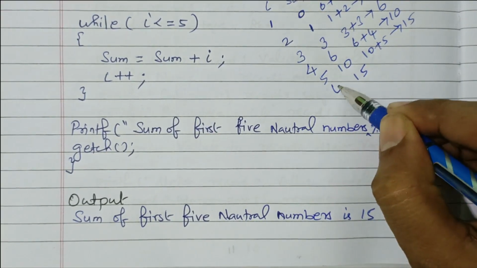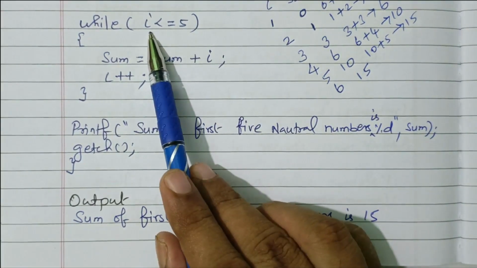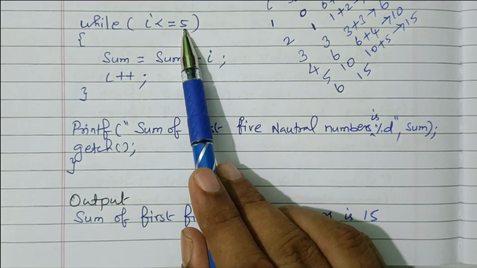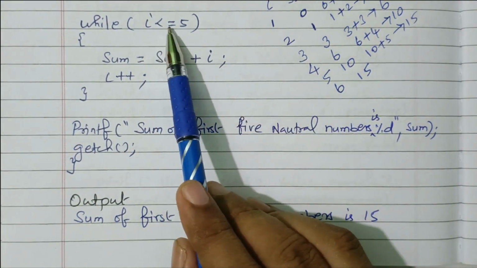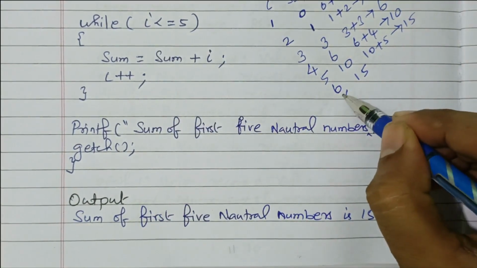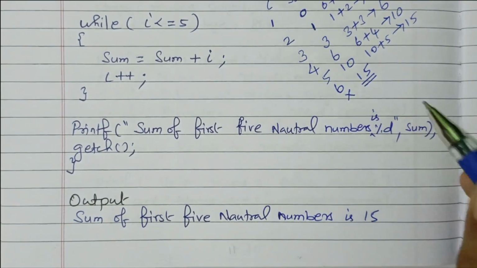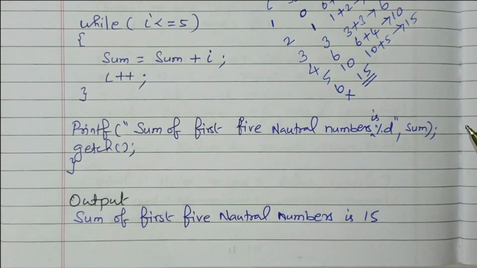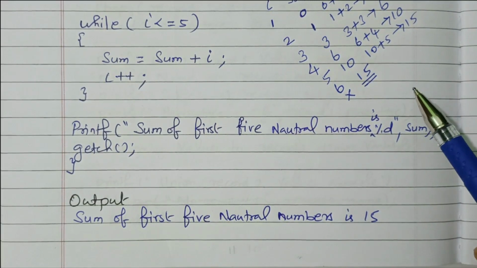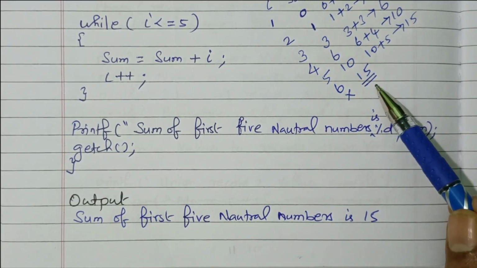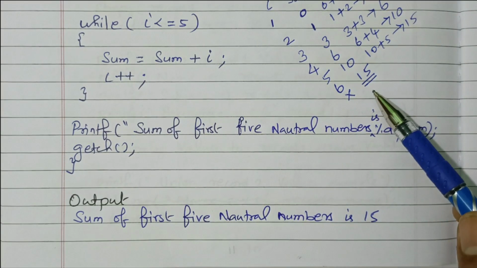Then I is incremented, it becomes 6. Now see the condition, I less than or equal to 5. Now I is 6, is 6 less than or equal to 5? So this condition is false, so it will stop this process, right? So the final answer we got is 15. Final answer is 15, right?